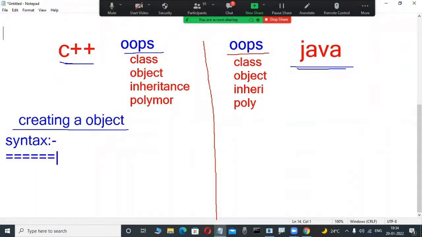What syntax do they give in C++? Slowly observe here. Class name, space, object name. This is the syntax to create an object from a class in C++.